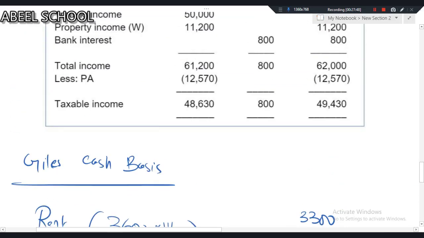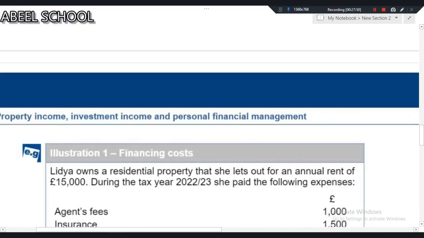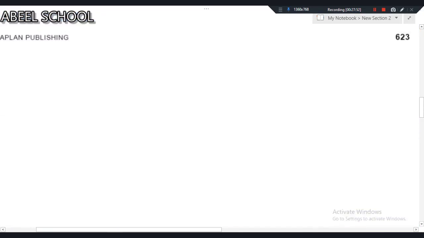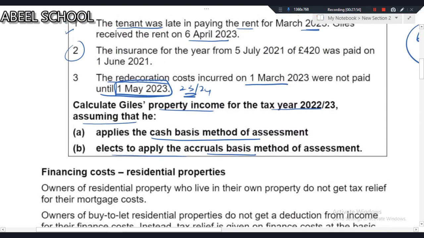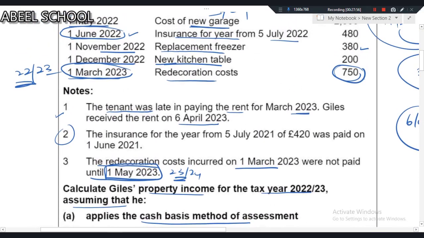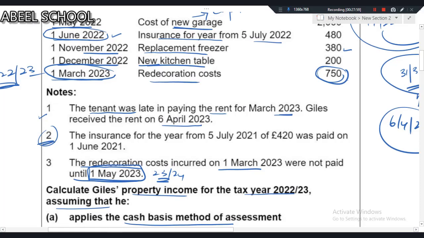basis. Because when we solved the same question on cash basis, we did not time apportion the insurance, but on accrual basis, we will time apportion. Now listen carefully. Look at this point number 2. The insurance for the year from 5th July 2021 was 420, paid on this date. Leave the paid date. The important point is that this insurance cover starts from 5th July 2021 and runs for the year. The year will be counted from 5th July 2021.